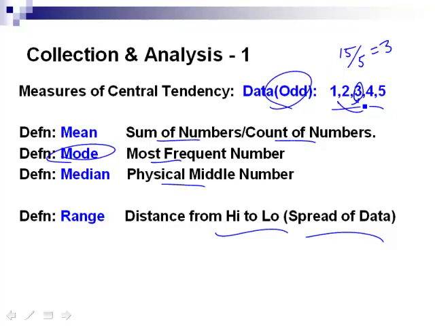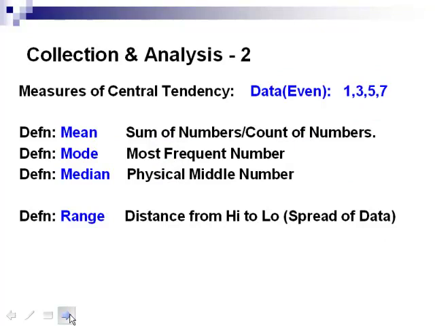So do you see, just with a small set of numbers, we can actually find the mean, mode, median. Now the range, of course, is 5 minus 1, which turns out to be 4, and that's the spread of the data. So it's important to take a look at these measures of central tendency and the range. All right, now let's do the same thing with an even set of data, which turns out to be a little bit trickier when we don't have a physical middle.